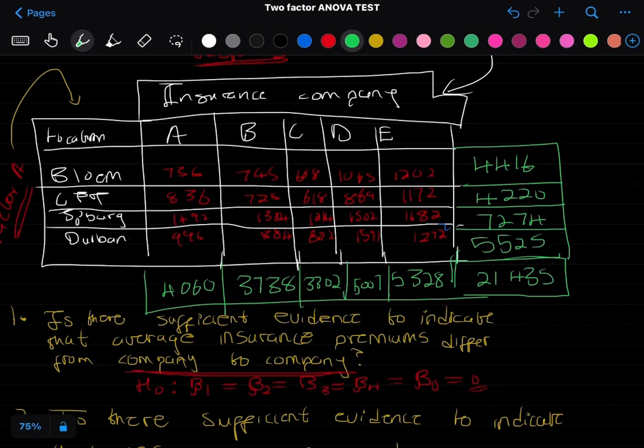Now the grand total will be 21,435. Now that is our grand total. Note that this one is your x1 dot, x2 dot, x3 dot, and so forth. Even this one, it would be x dot 1. Notice the difference. Do not mix the two.